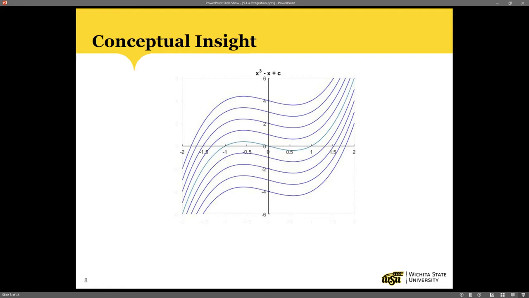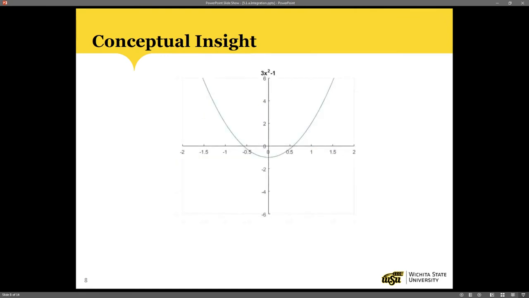But all of these functions, x cubed minus x plus c, are members of a family of functions because they all have the same derivative, 3x squared minus 1. Notice it has x-intercepts, or zeros, at, if we solve 3x squared minus 1 equals 0, we get x is plus or minus 1 over the square root of 3. So at roughly plus or minus 1 over the square root of 3, we have x-intercepts.